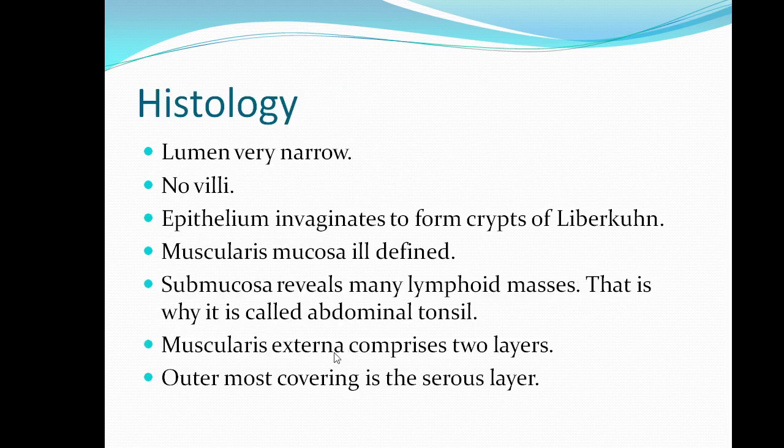Histology. The lumen of the appendix is very narrow. There is mucosa, but no villi. Epithelium of the mucosa invaginates to form the crypts of Lieberkühn. The muscularis mucosa is ill-defined. The submucosa reveals many lymphoid masses. That is why it is called the abdominal tonsil. The muscularis externa comprises two layers. The outermost covering is the serous layer.